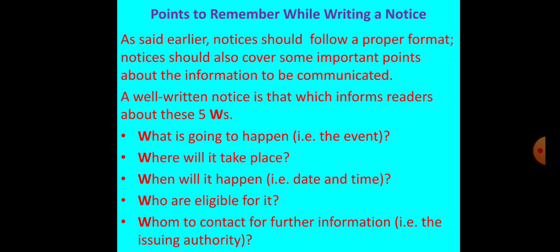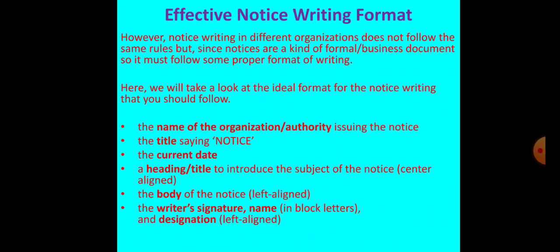Now, what are these 5 W's? First is what is going to happen, that means the event. Then where it will take place. Then when it will happen, that means the date and time. Next is who is eligible for it, and last is whom to contact for further information. That means who is the issuing authority of the notice.